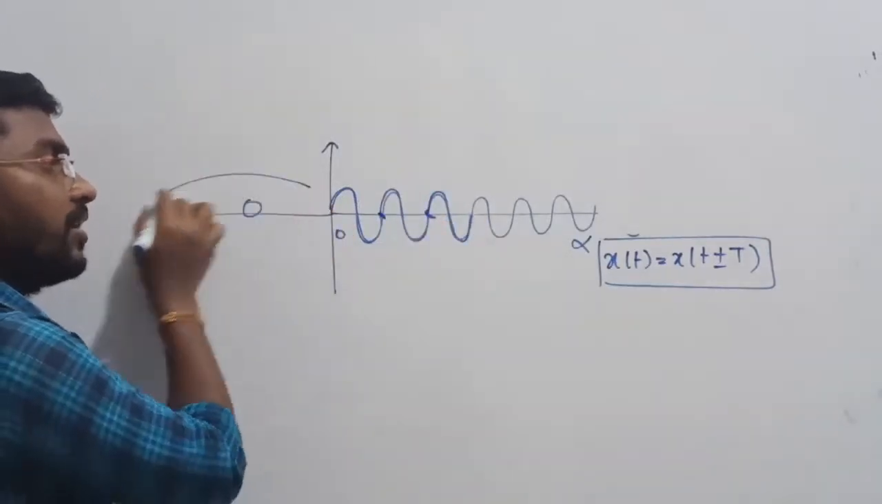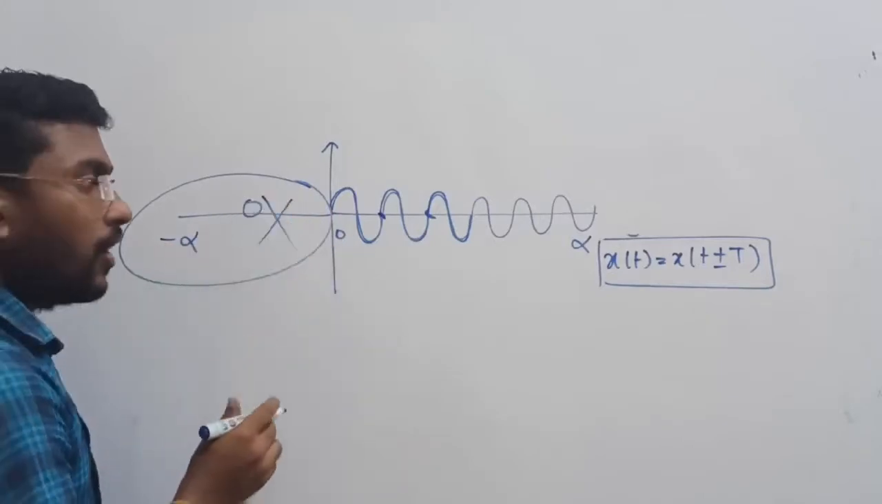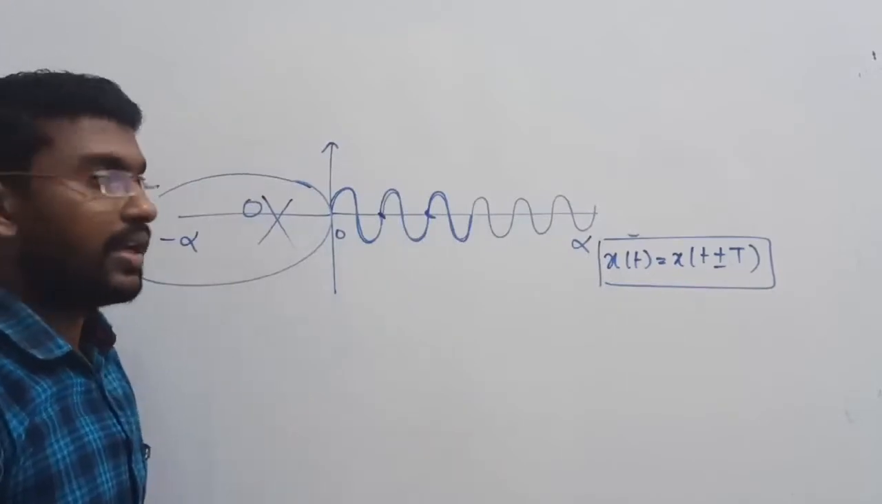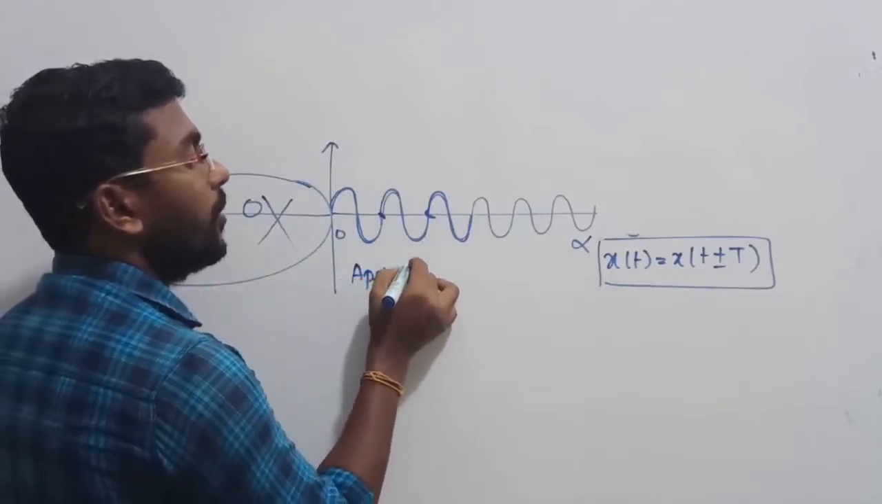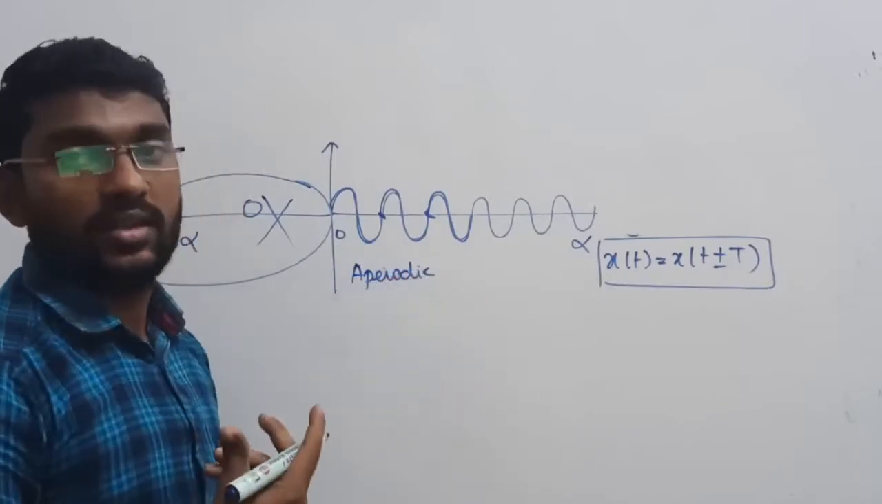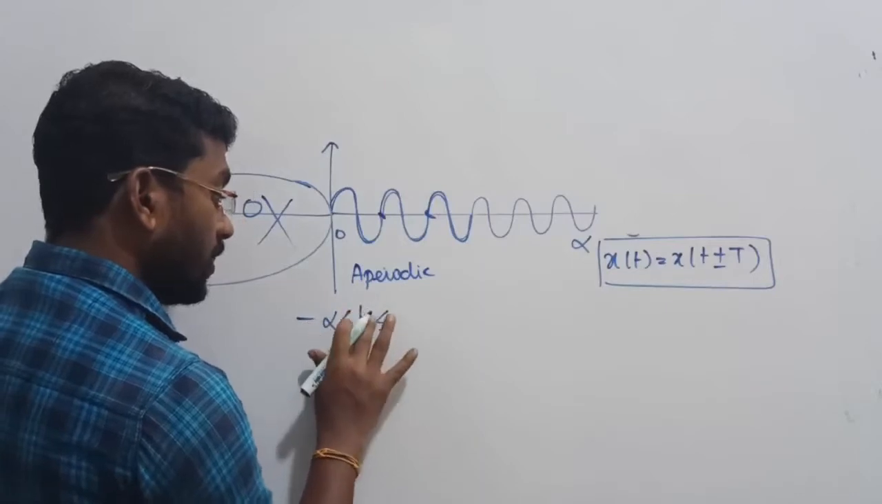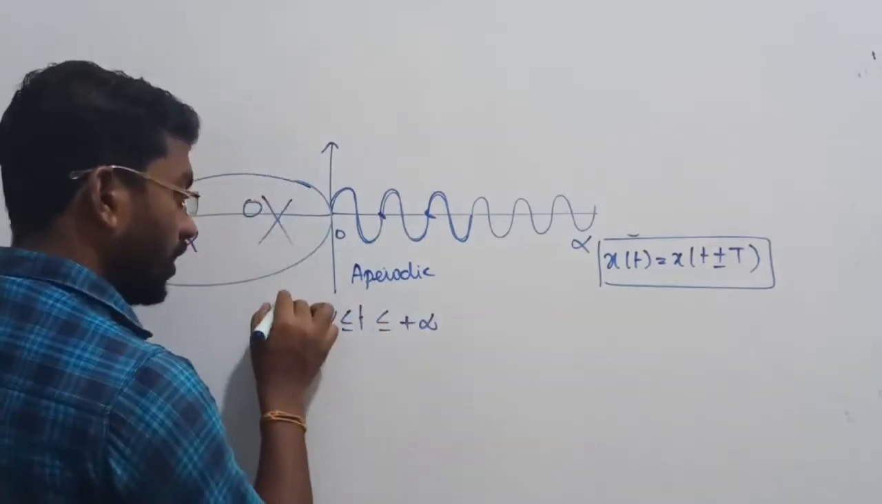Of course that is correct. But in the left hand side, it is not repeating itself. From minus infinity to 0, it is not repeating itself. From 0 to infinity only, it is repeating itself, in the sense that it is not a periodic signal. That is called an aperiodic signal. Such a type of signal is called an aperiodic signal. Periodic signal in the sense from minus infinity to plus infinity. It has to repeat itself, right?